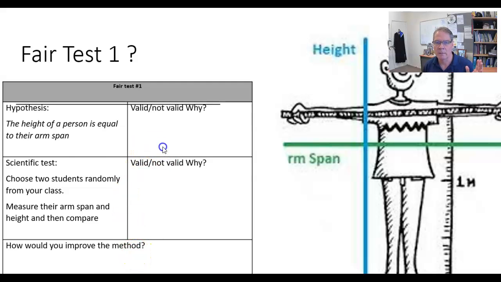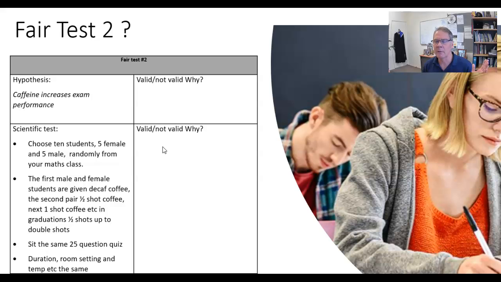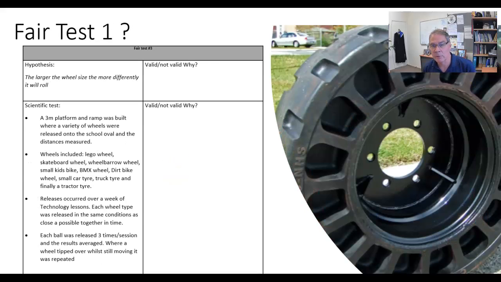So that's test 1. Test 2, similarly: caffeine increases exam performance. Have you ever tried that? And here's how they're going to test it. Is it valid as a hypothesis statement? Here's a scientific test that they're going to do, and is it valid? Why not? And how could you improve that? The next one is: the larger the wheel size, the more differently it will roll. Is it a valid hypothesis? If you think it is, yes. If you think something could be better, then write a better one. And here's their test. Is that valid? Are they controlling their errors? Are they keeping the cows moving softly on this one?